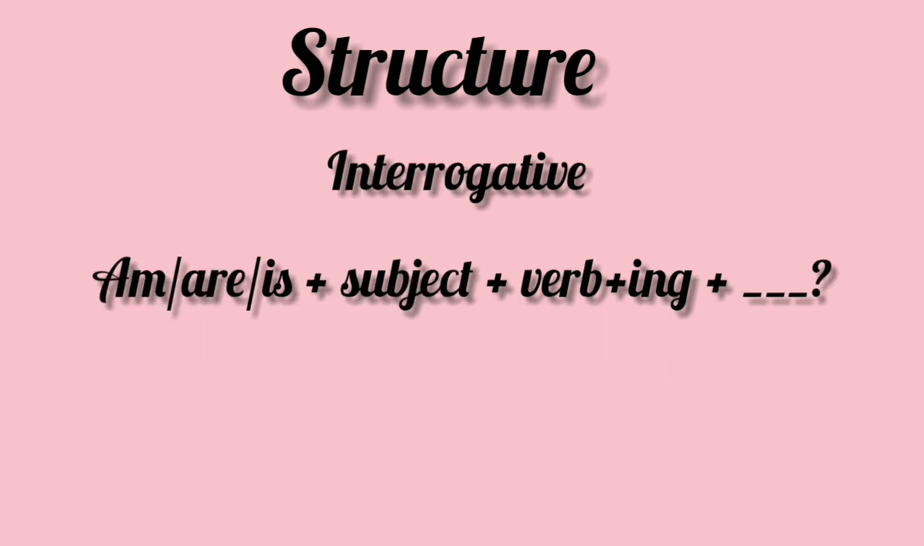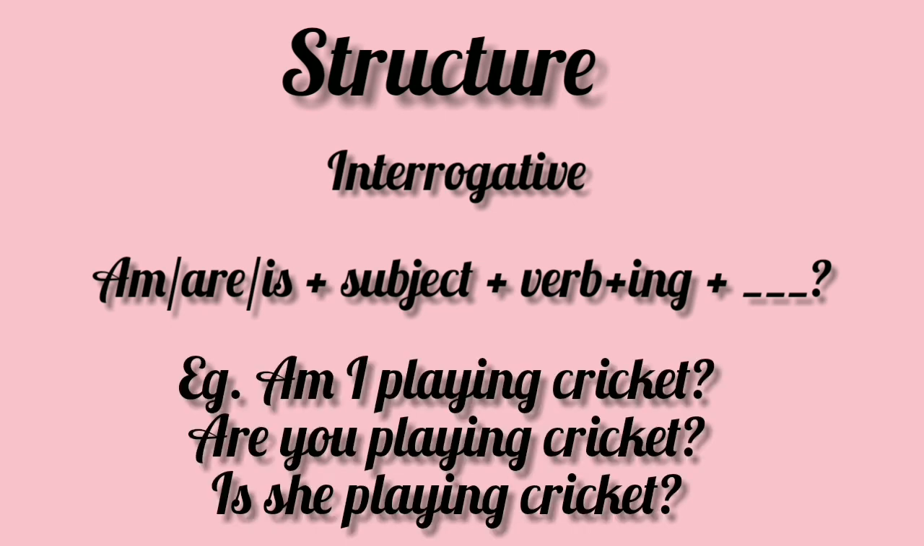For interrogative, we begin the sentence with the auxiliary verb, we then add the subject and the verb with the ing form. For example, am I playing cricket? Are you playing cricket? And is she playing cricket?